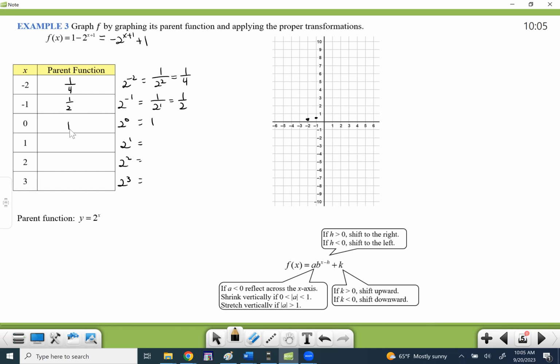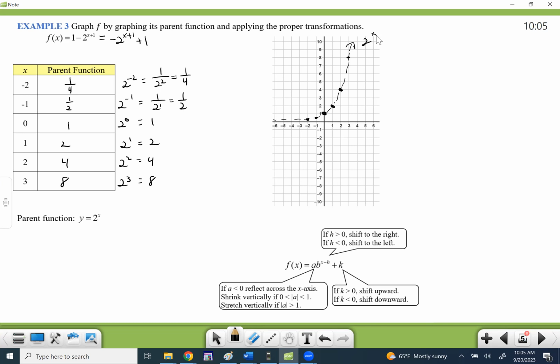Anything to the 0 is 1. 2 to the first, just itself. So 1, 2. 2 to the second is 4. So 2, 4. And 2 to the third is 8. So 3, 8. Now this is not the final answer. So I am going to make this dashed. I'm going to label it so we know what's going on. This is just 2 to the x.